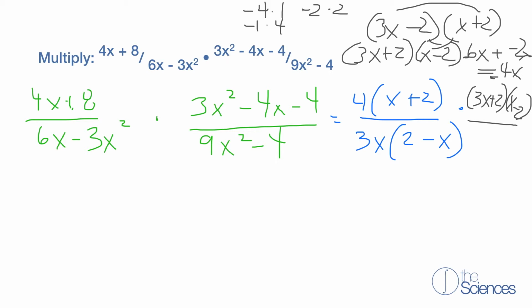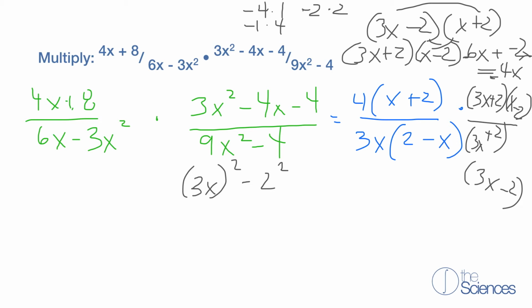And in our denominator, we have 9x² minus 4. Well, we can see that we have the difference of two squares. The square root of 9x² is 3x, and the square root of 4 is 2. So we can rewrite this. So using the difference, we have 3x squared minus 2 squared. So now we have 3x plus 2 times 3x minus 2. So now let's just rewrite this.